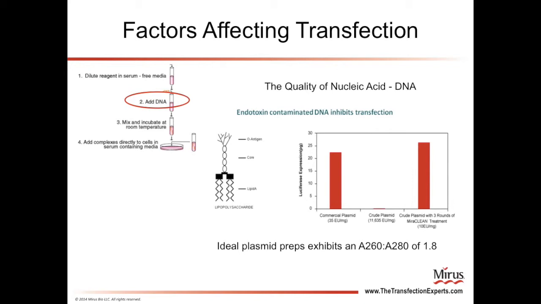The importance of avoiding endotoxin is illustrated in this bar graph. This data shows COS7 cells transfected with a luciferase plasmid. When you use a very pure, commercial-grade plasmid, you achieve high levels of expression compared to a crude plasmid prep containing high levels of endotoxin. If you take this same crude plasmid prep and remove the endotoxin using our MiraClean endotoxin removal kit, you can restore high expression levels.